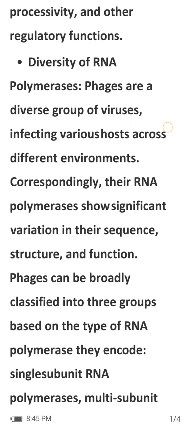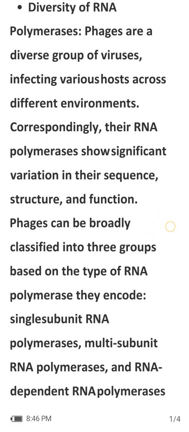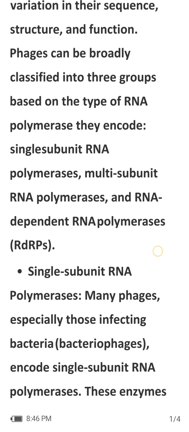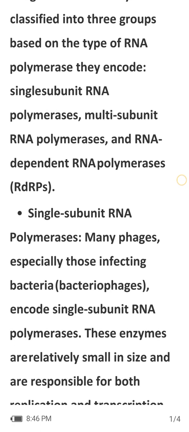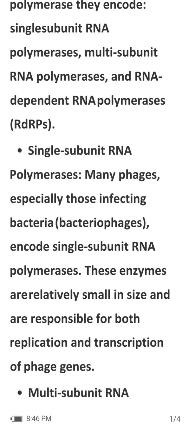Diversity of RNA polymerase. Phages are a diverse group of viruses infecting various hosts across different environments. Correspondingly, their RNA polymerases show significant variation in their sequence, structure, and function. Phages can be broadly classified into three groups based on the types of RNA polymerase they encode: single subunit RNA polymerase, multi-subunit RNA polymerase, and RNA-dependent RNA polymerase.